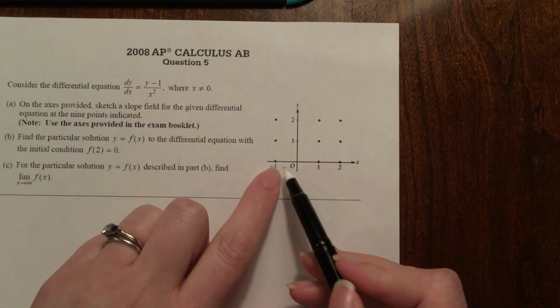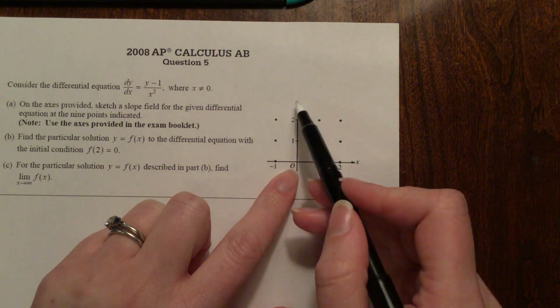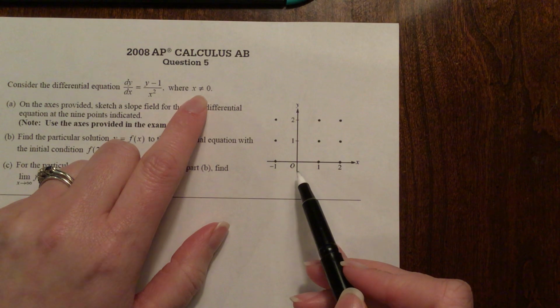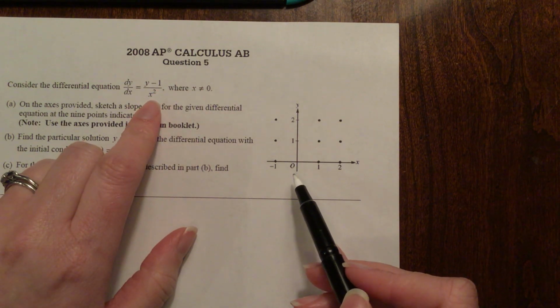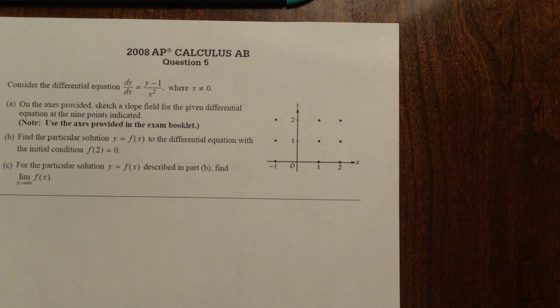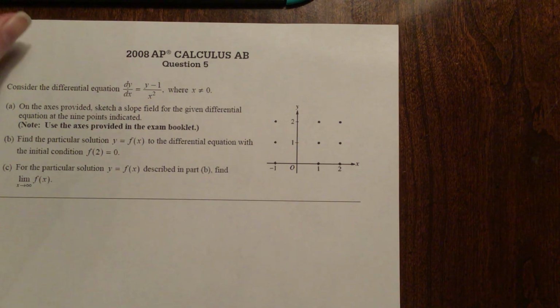I see 9 points. I do not see any points along the y-axis. That's because x cannot equal 0, and that's because if x equals 0, the denominator equals 0. Dividing by 0 makes the world explode. So not that. So we need the points.